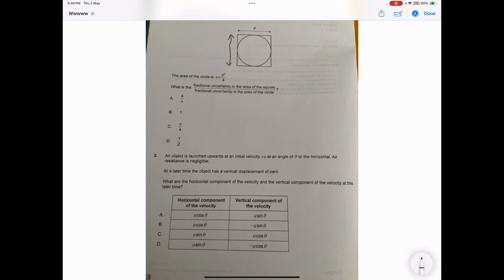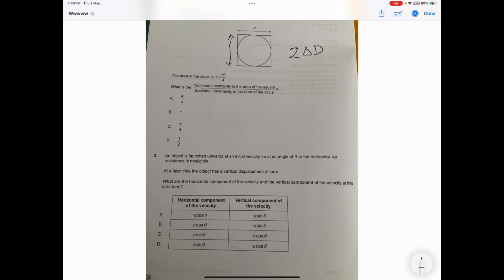So if we're looking at areas here, the fractional uncertainty in the area of the square is just going to be 2 times delta D. Because D's are multiplied, D squared, that's going to give us 2 times delta D. The fractional uncertainty in the area of the circle is a little bit more difficult, I think.